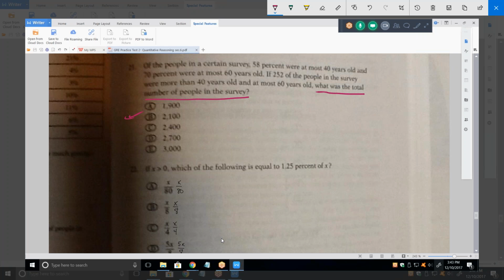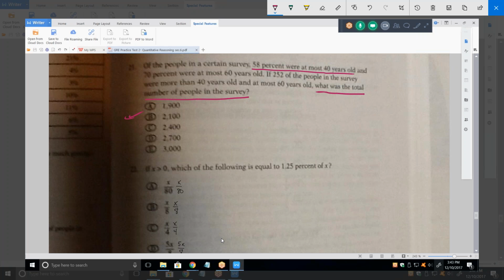Okay. We have to figure out all these numbers. So 252 people would be between 40 and 60 years old? Yeah, let's not get that far yet. Let's put a number on that. We're saying there's 2,100 people in the survey. What we're going to try to do is prove that that's correct. Oh, I see. Okay. So what's 58% of 2,100?